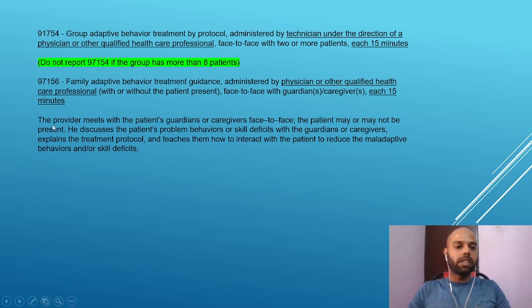In 97156, the provider meets with the patient's guardian or caregiver face to face. The patient may or may not be present. It's not necessary that the patient has to be with the family for adaptive behavioral treatment guidance. We discuss the patient's problem behaviors or skill deficits with the guardians or caregivers, explain the treatment protocol, and teach them how to interact with the patient to reduce the maladaptive behavior and skill deficits.